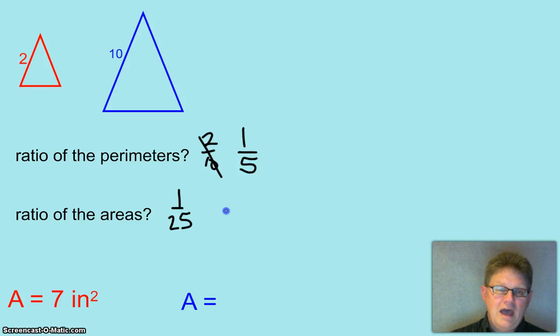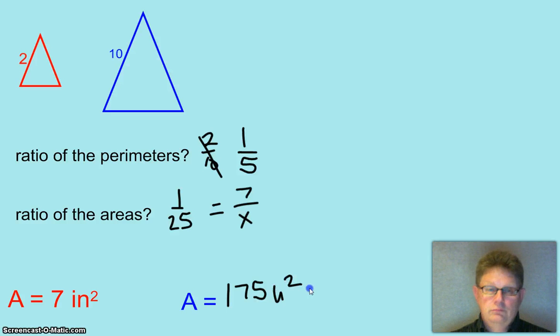Now we can use that to write a proportion. 1 represents the small triangle. 25 represents the big triangle. So the area of the small triangle is 7. So 7 over x, cross multiply, and the area is 175 square units. And that is how you will use ratios of areas of similar polygons. Let's do one more.